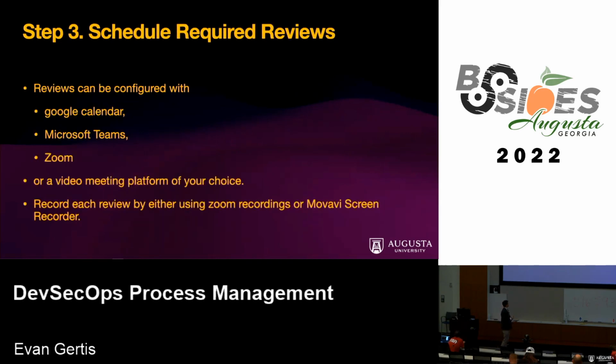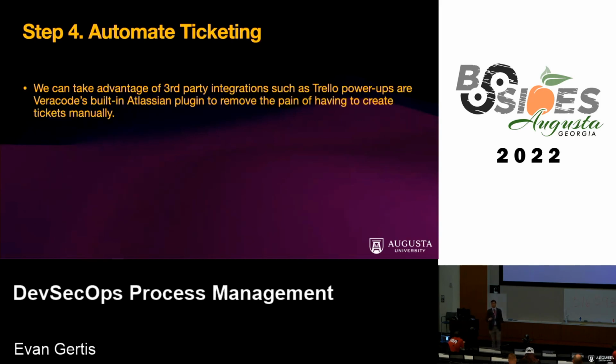So for the reviews, you can use Google Calendar, Microsoft Teams, or Zoom, any platform of your choice. The important thing here is that these are recorded using Zoom recordings or Manavi Screen Recorder. Manavi's about 99 bucks. So we can automate the ticketing to save time, and this gets individuals to take accountability for their work, so they don't have to waste time in these meetings because they have their name assigned to these tickets.